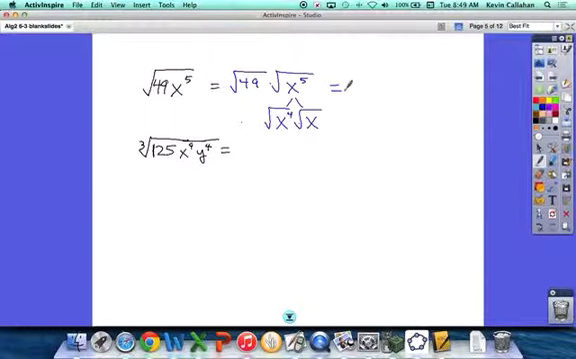So this is, let's see, 7. How many x's do I take out of the square root of x to the 4th? Remember, there's a 2 there. 4 divided by 2 is 2. 2 come out. And then the square root of x can't be simplified.